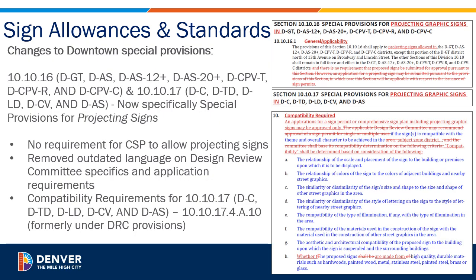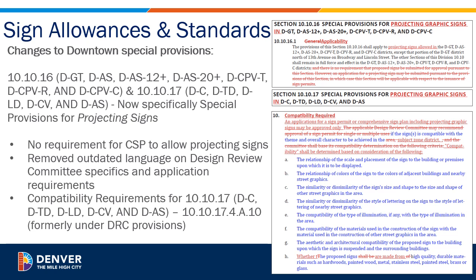Section 1010.16, covering the DGT, DAS 12+, DAS 20+, DCPVT, DCPVR, and DCPVC zone districts, and Section 1010.17, covering the DC, DTD, DLD, DCV, and DAS zone districts, now specifically apply to projecting signs. As we saw in the last slide, projecting signs are now an allowed sign type in all downtown zone districts, and the requirement for a comprehensive sign plan to allow them has been removed.